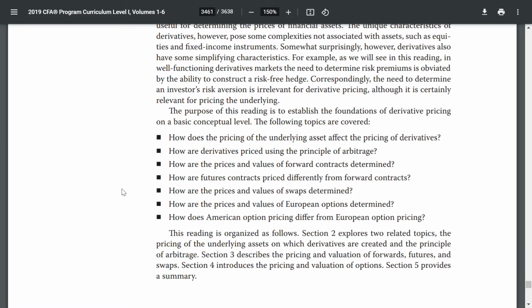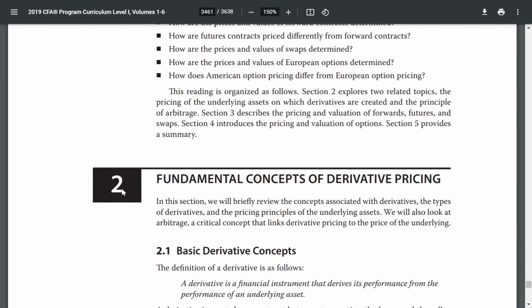On a basic conceptual level, the following topics are covered. How does pricing of the underlying asset affect the pricing of derivatives? How are derivatives priced using the principle of arbitrage? How are the prices and values of forward contracts determined? How are futures contracts priced differently from forward contracts? How are the prices and values of swaps determined? How are the prices and values of European options determined? How does American option pricing differ from European option pricing? So that's how the reading is organized.